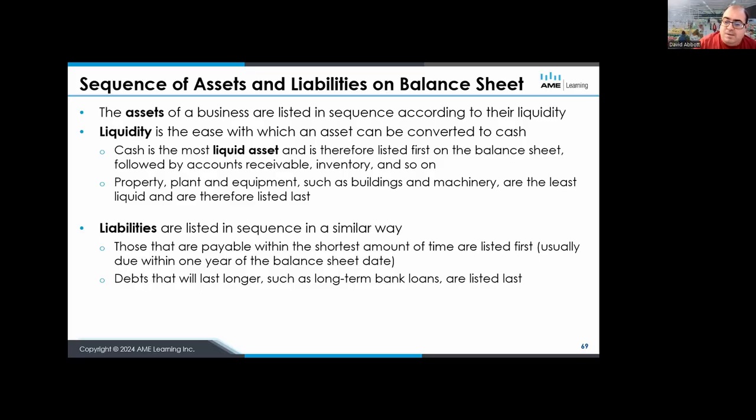Liabilities are listed in a similar manner, and so those that would be payable within the shortest amount of time, which would usually be due within 1 year, would be listed first. Debts that will last longer, such as long-term bank loans, are listed last.